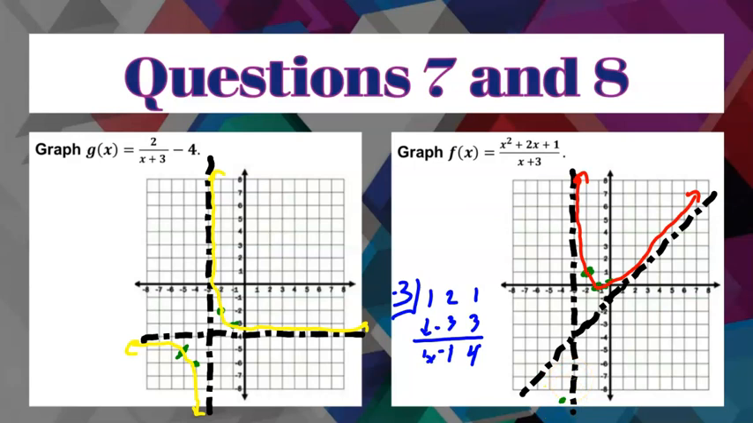If I put a -5 in there, -5 squared is 25. 25 minus 10 is 15. 15 plus 1 is 16. And at the bottom, I have -5 plus 3, which gives us -2. So I have 16 on top. 16 divided by -2 will give us a -8, which gives us a point right here.